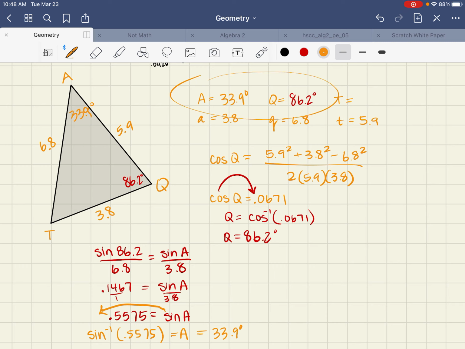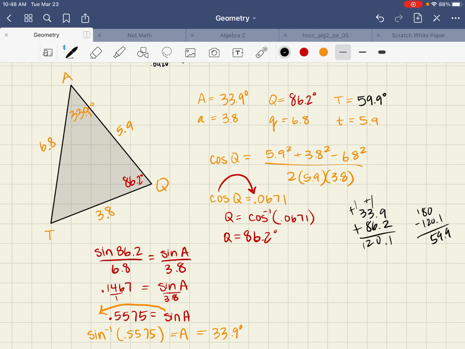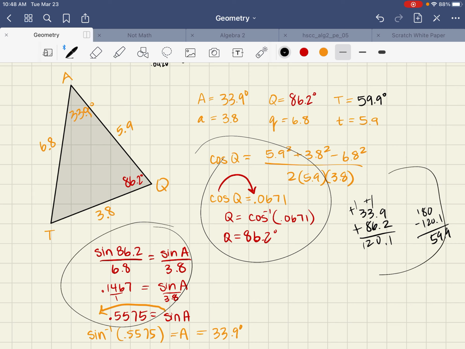Now this unlocks a whole bunch of stuff, because now we know two of the angles, and the three angles always add up to 180. So we're going to add A and Q: 33.9 plus 86.2 gives us 120.1, and we take that away from 180, and that gives us 59.9 degrees. And we have now solved the entire triangle using law of cosines, followed by law of sines, and finally ending it off with the angle sum theorem. If you have any questions, hit me up.